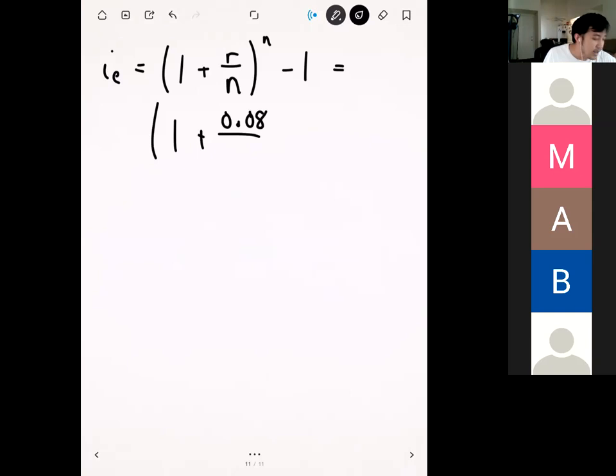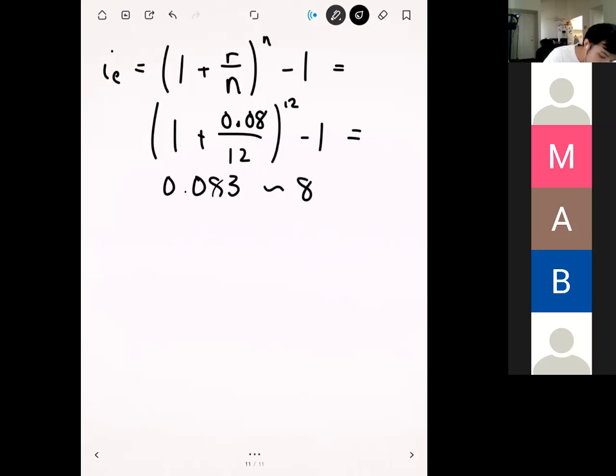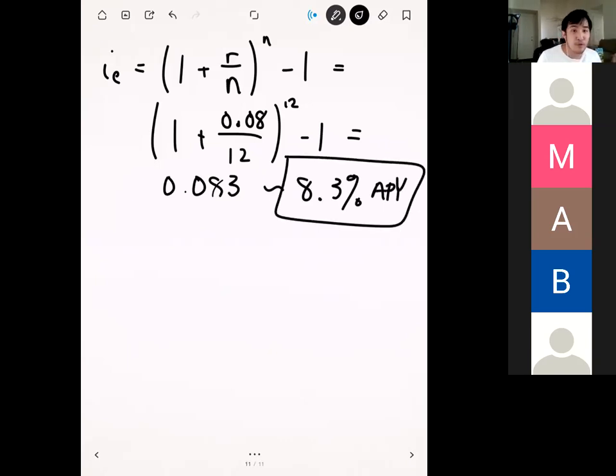Next, we have to plug in N. Since this nominal interest rate is compounded monthly, we need to compute how many months there are in a year. There are 12 months in a year, so let's plug in 12 for this N, and then raise it to the 12th power. What we get from this is 0.083, which gives us approximately 8.3% APY. From this point forward, we're going to use 8.3 for the interest rate for all the other formulas.